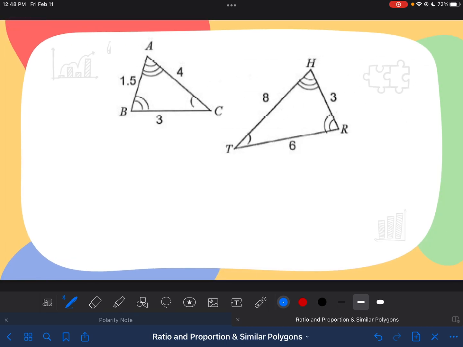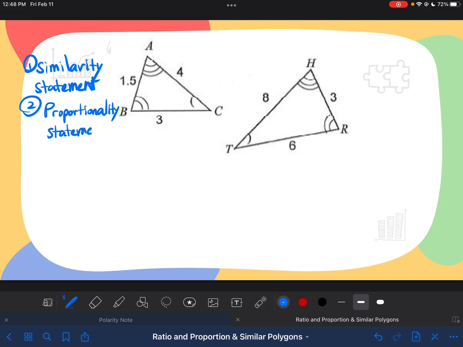So we need to do a couple of things. Number 1, we need to talk about the similar statements, or similarity statements. Number 2, we need to talk about its proportional statement, or proportionality statement. Number 3, we're going to talk about the scale factor.